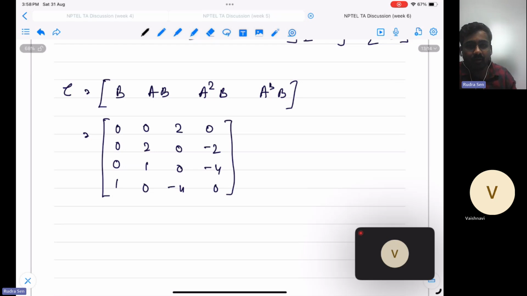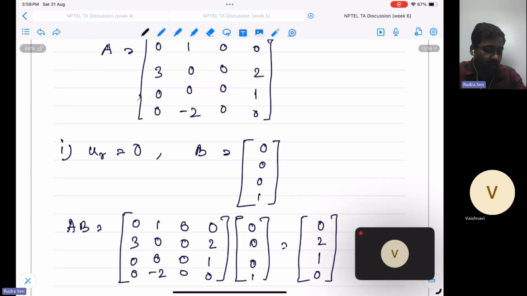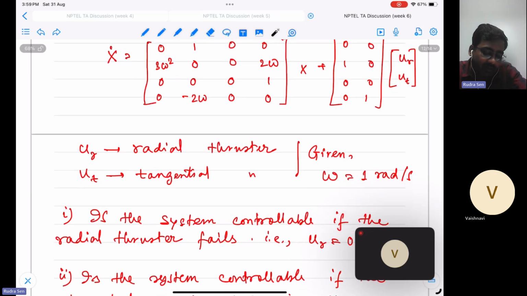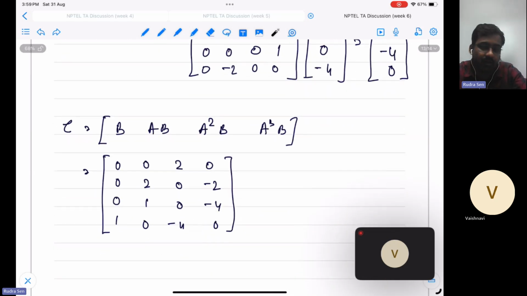Now, how do we find out whether this matrix is a full rank matrix or not? There are two ways to find this out. Here it's a square matrix, but every time you will not get a square matrix. Let's say this is a multi-input system. You have a square matrix A and a rectangular matrix B. Since here I asked you to find the controllability of the system if UR fails, that means this B matrix becomes a vector. So ultimately you will get the C matrix as a square matrix.